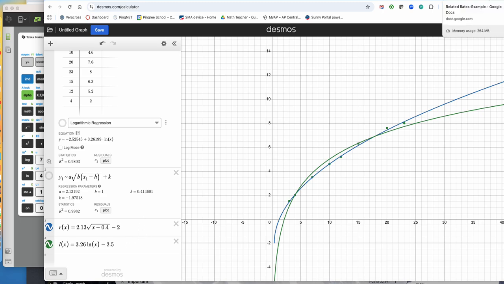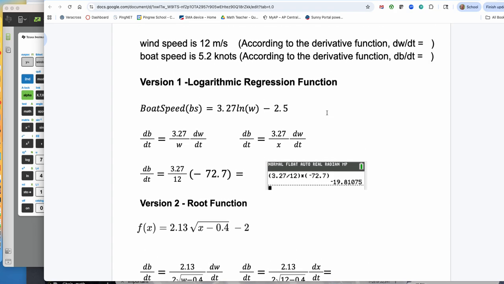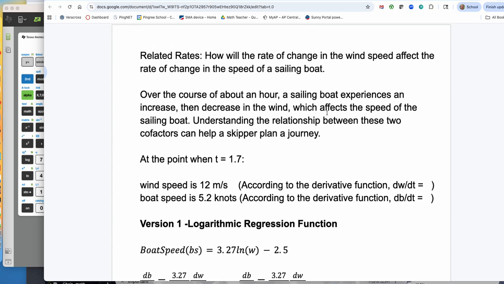So if I go to a worksheet here that I've typed out, again, here's our scenario. How will the rate of change of the wind affect the rate of change in the boat speed? And again, there's not a lot of real science in this, but this shows you the technique that you could use to bring to the real science that's in your poster project.